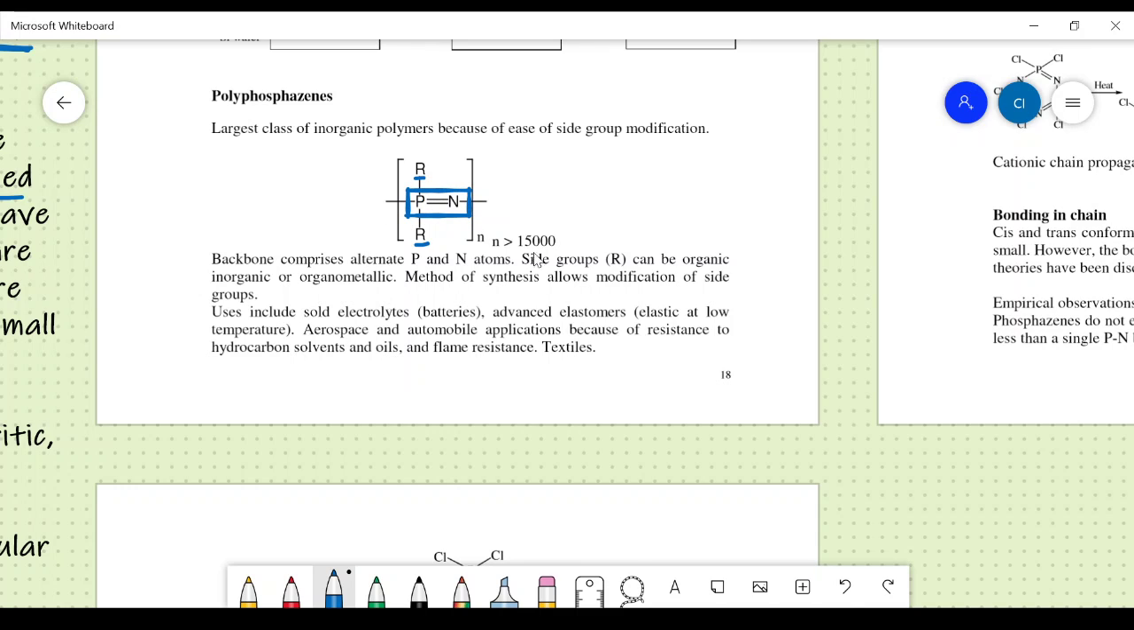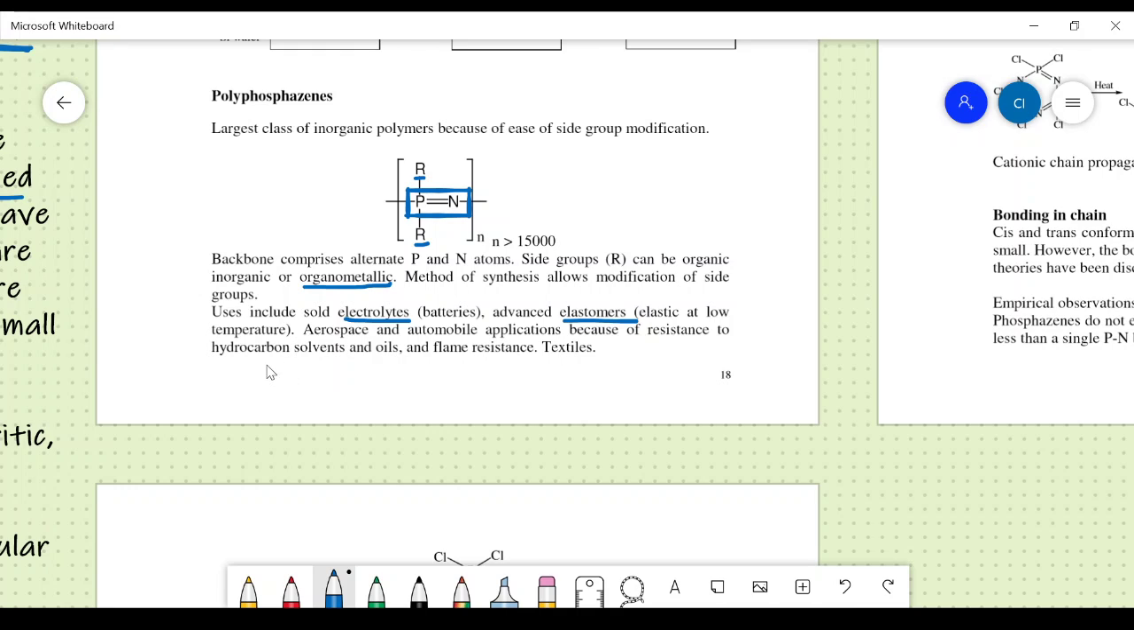So often this structure is asked. Side groups can be organic and inorganic, or even sometimes organometallic, for example cyanide or carbon monoxide. The method of synthesis I am going to tell you at the end, but let's look into the uses and why they are very important. They are used in electrolytes, elastomers that stay elastic at low temperature, and we have several glues that come in the form of a paste; when you apply them, they harden. That class of compound is the polyphosphazene.